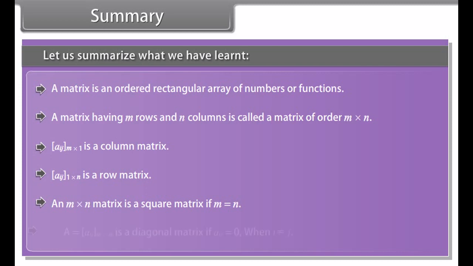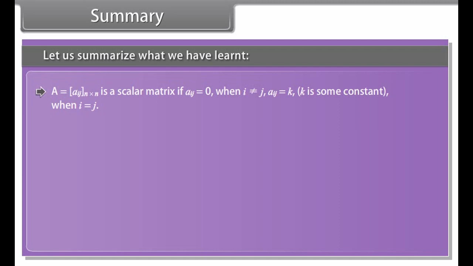Summary. Let us summarize what we have learnt. A matrix is an ordered rectangular array of numbers or functions. A matrix having m rows and n columns is called a matrix of order m by n. [aij] m by 1 is a column matrix. [aij] 1 by n is a row matrix.